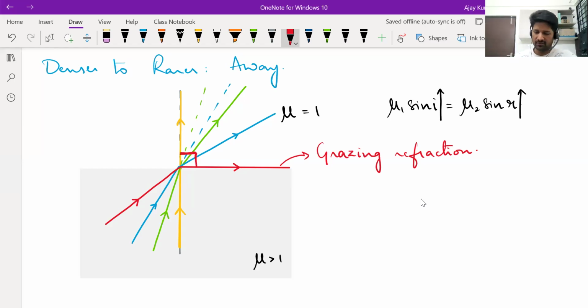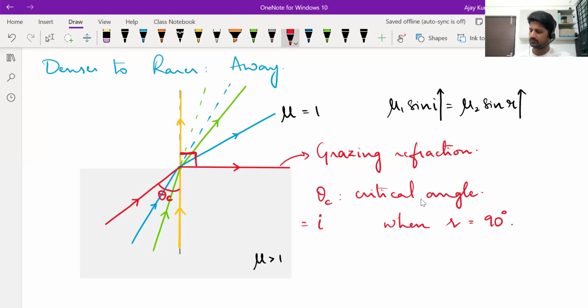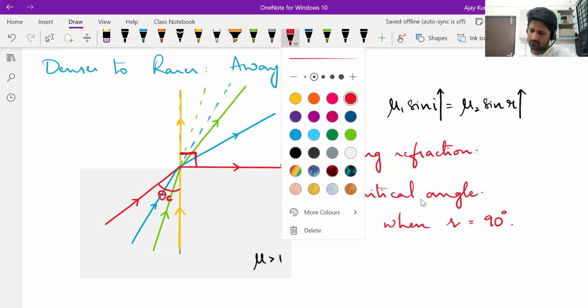Fine. And for the angle of refraction to be 90 degrees, there is a particular angle of incidence which is not 90 clearly. Okay, this angle of incidence is called critical angle. Okay, so basically, critical angle is the angle of incidence when angle of refraction is 90 degrees. Is it clear? Rishi, any doubt in this? No, sir.